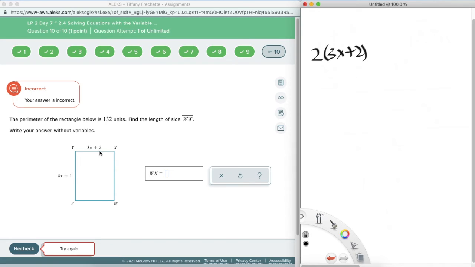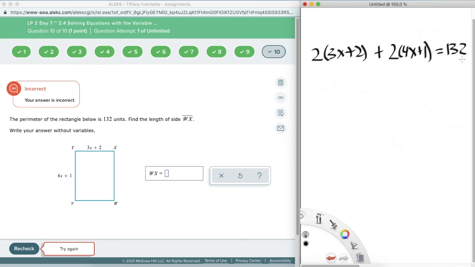So plus, I have 4x plus 1. This right side is also going to be 4x plus 1. So 4x plus 1. And that's going to total up to what they told me the perimeter is. I already know it's going to equal 132.